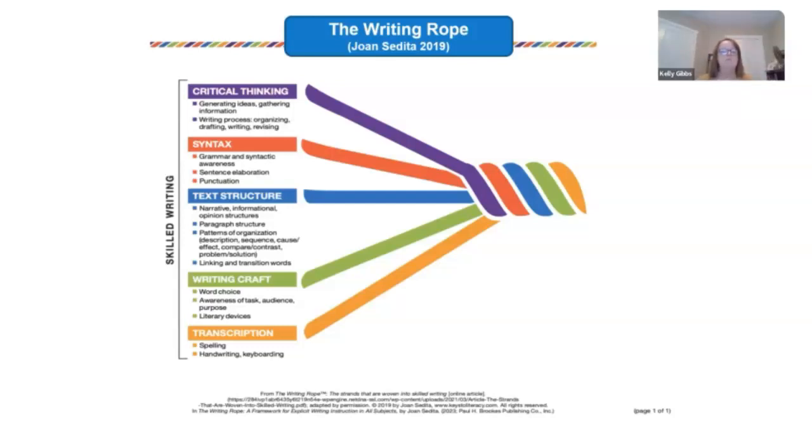The writing craft looks at word choice. We talked about powerful words. And looking at audience, literary devices, and then of course in transcription, it is about spelling and handwriting and keyboarding. At what point does that digital world come in and help kids with their writing?